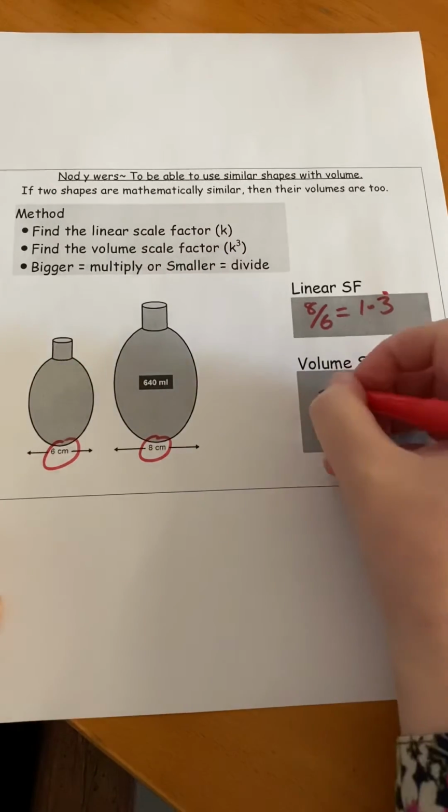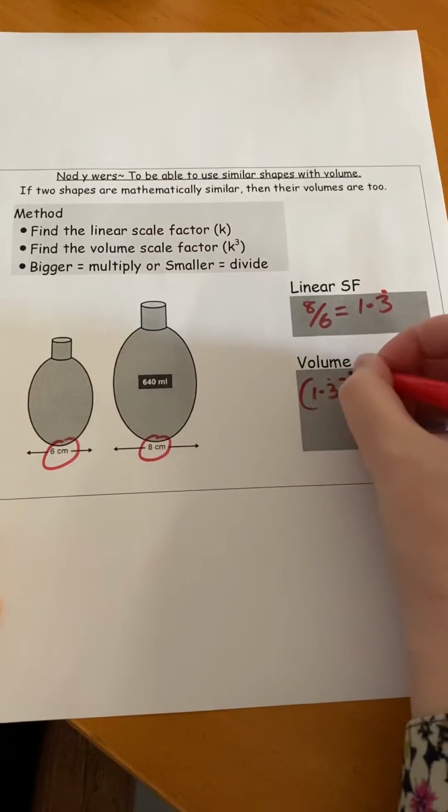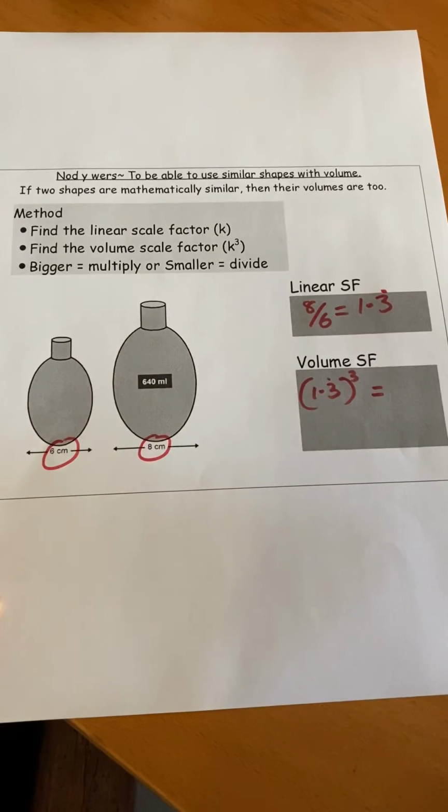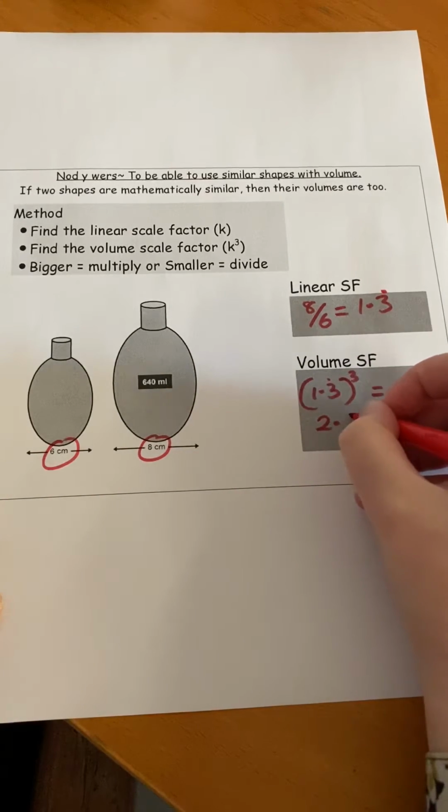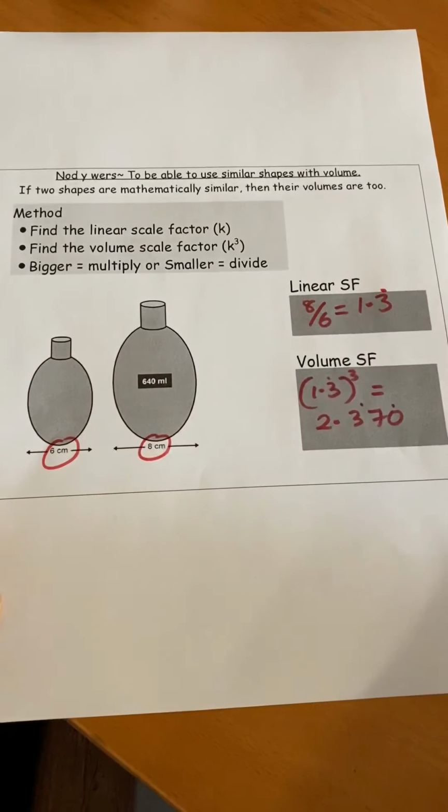Now, in order to find my volume scale factor, it's cubed. So I need to take that value, times it by itself 3 times, use your calculator. That gives you 2.370, and those 2 digits are recurring.